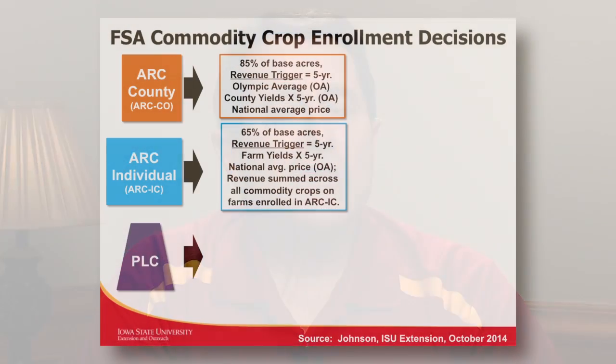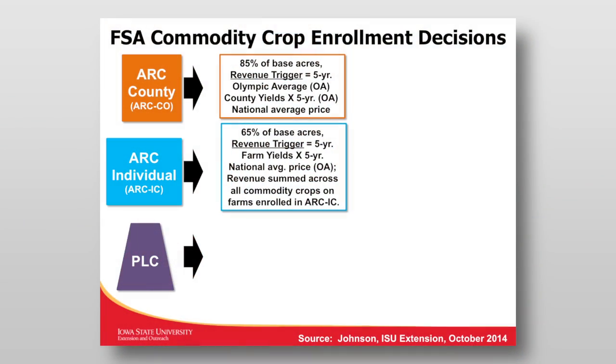For the ARC IC, it will use 65% of the base acres on the farm, and you start to see the importance of the base acre decision that will be made by the landowner over the next few months. It too is a revenue trigger. It uses the most recent 5 years of yields, but it uses the farm's yields. So the operator on that farm will likely be working with the landowner to provide those yields. Again, for 2014, we'll use the 2009 through 2013 yields.